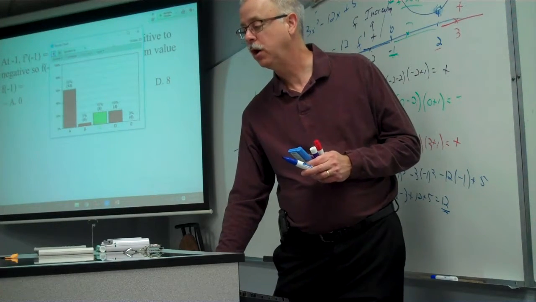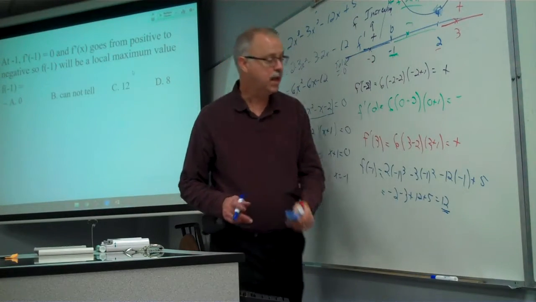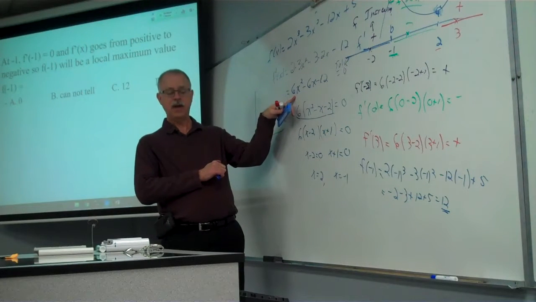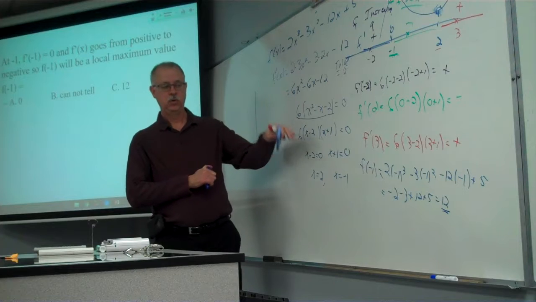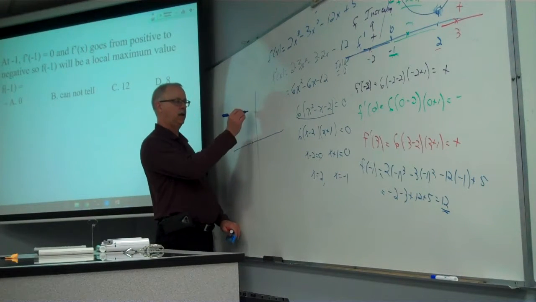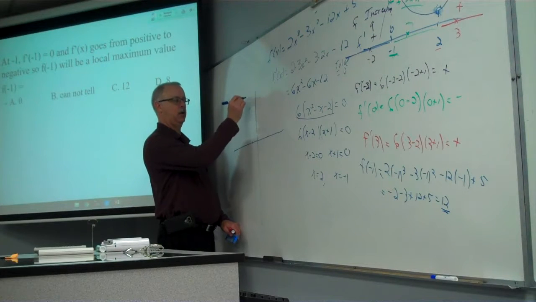A number of people said 0. Most likely, you were still looking at the derivative. And yes, the derivative at negative 1 is 0. But we switch back to the function. So at negative 1, we've got this point, negative 1, 12.